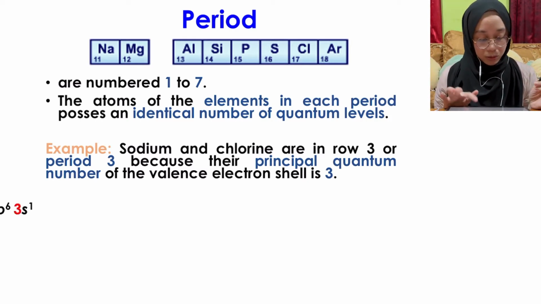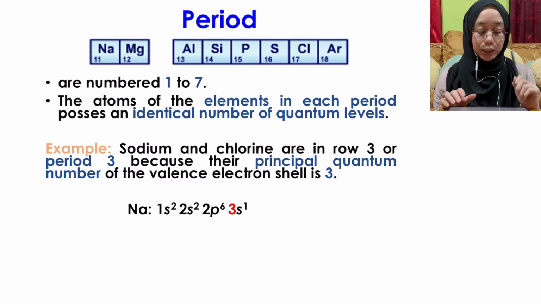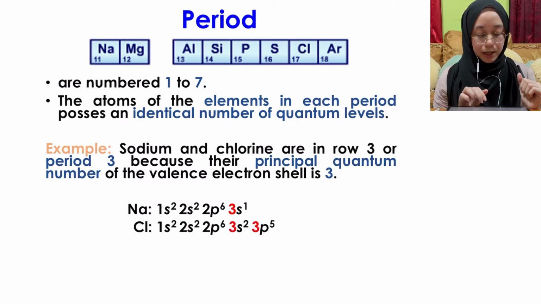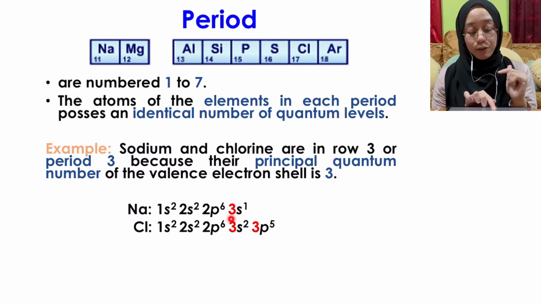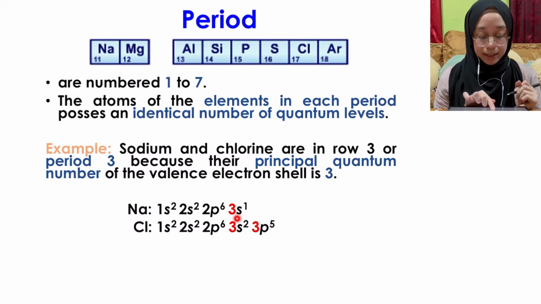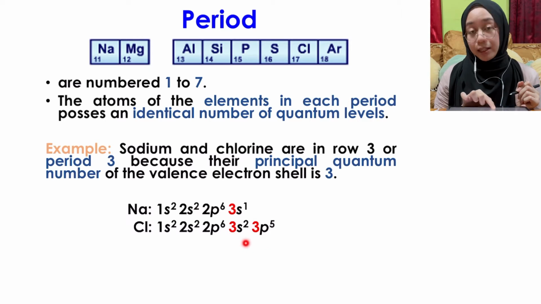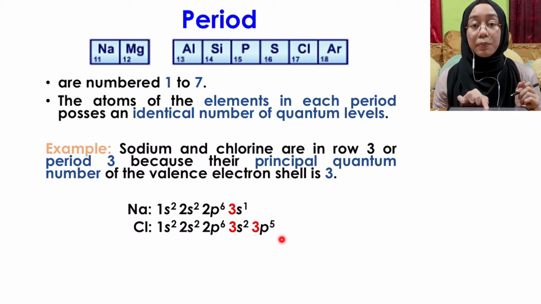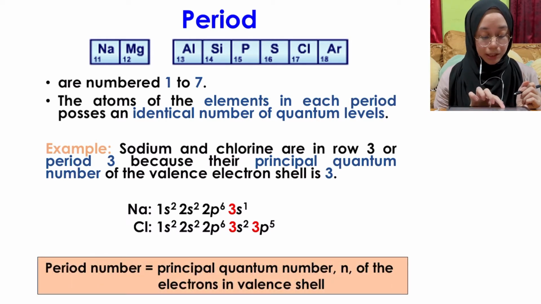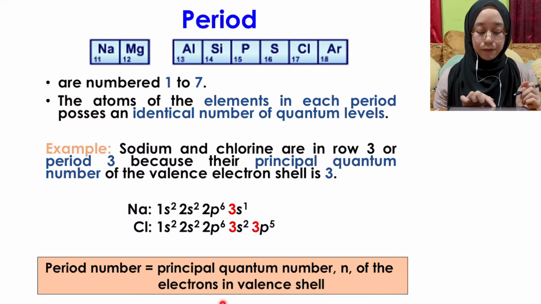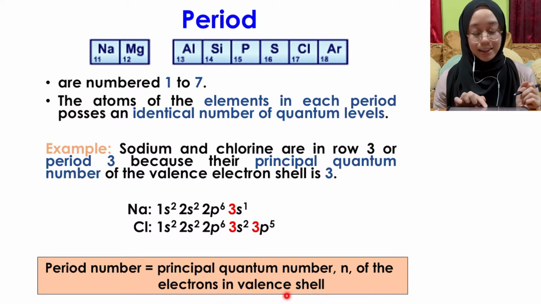Okay. So if we look at sodium's electronic configuration, this is sodium, and this one is chlorine. As you can see, for the valence shell, meaning the outermost, the largest value of the principal quantum number n is 3 here. Chlorine is the same, the largest is 3, showing it is in period 3. So basically, the period number is equal to the principal quantum number of the electrons in the valence shell.